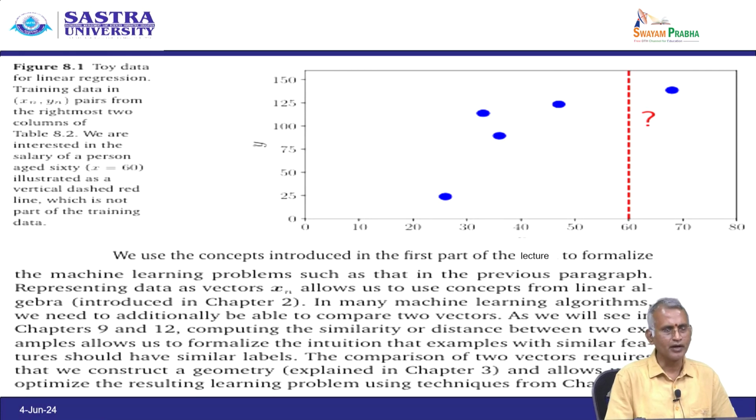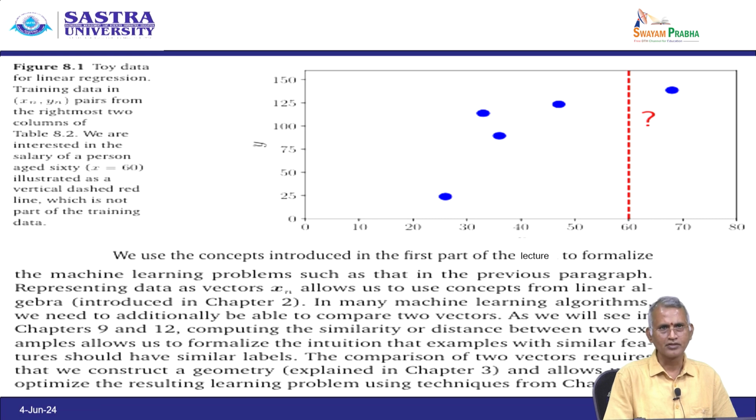Figure 8.1 is a toy data set of linear regression training data, (xn, yn) pairs from the rightmost two columns of Table 8.2. We are interested in the salary of a person aged x equal to 60, illustrated as a vertical dashed red line, which is not part of the training data. That is the meaning of the picture, mapping variable x to y in linear regression.